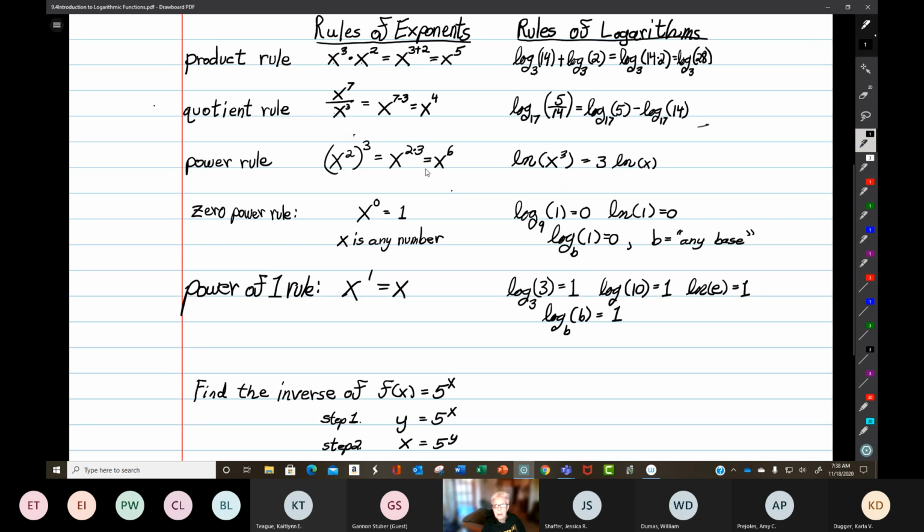The equivalent of the power rule for logarithms: here, x to the 2 and then raised to the 3 is x to the 2 times 3. Well, here we have it with the ln. The ln, the natural logarithm, is just a logarithm, so it has the same rules. The ln of x raised to the 3, you bring the 3 down in front. That will be 3 times the ln of x.